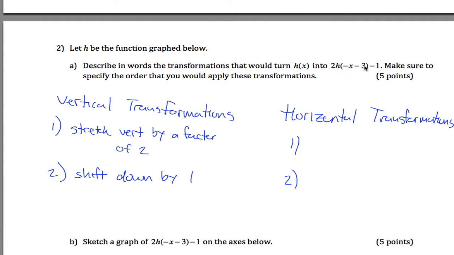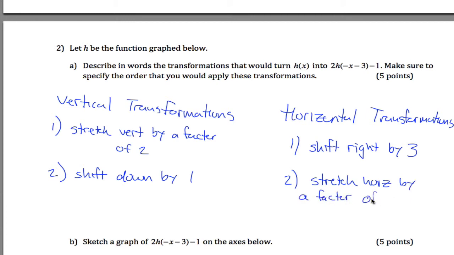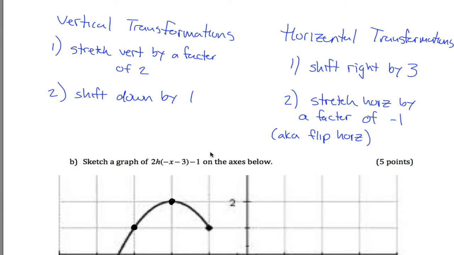It's important that you do the minus 3 first. So the first thing we want to do is shift right by 3. And the second thing we want to do is stretch horizontally by a factor of -1. Maybe I'll put AKA flip horizontally. Something like that. So we have 4 transformations we want to do.